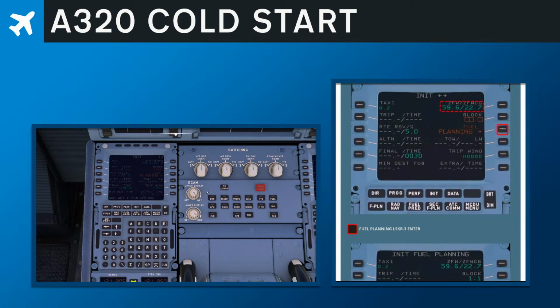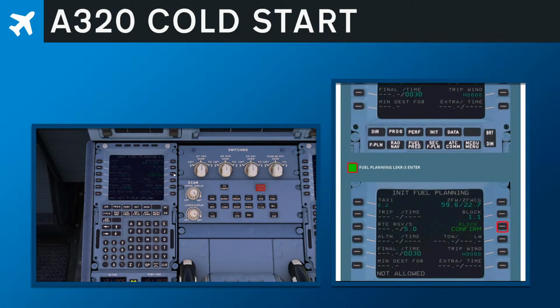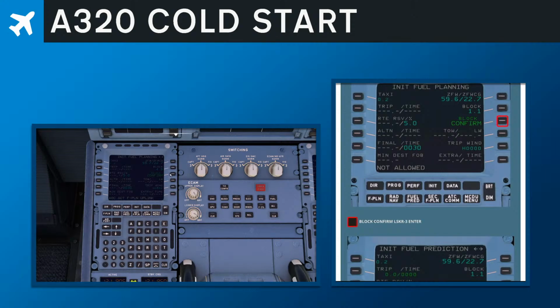So on this screen, we want to press fuel planning. You click it once, and it's going to ask you to confirm it. So now what you do is confirm it. Done. Okay, there we go. And some of these numbers will change as you go along.